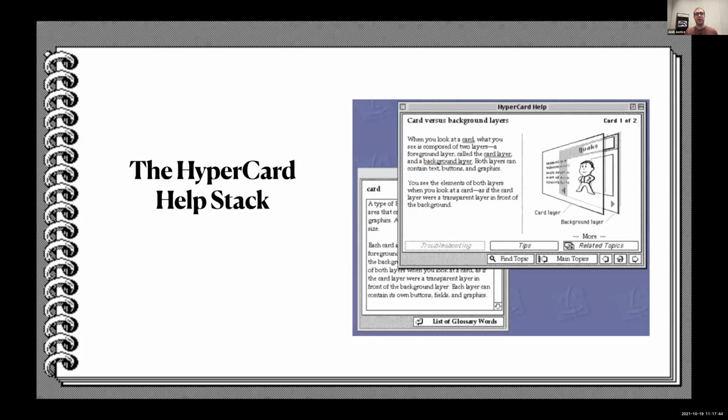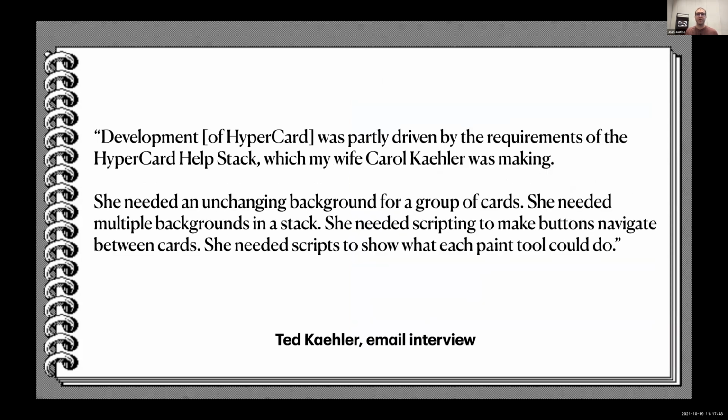In HyperCard, the HyperCard help stack was a great instance of dog fooding. So Ted writes, development of HyperCard was partly driven by the requirements of the HyperCard help stack, which my wife, Carol Kaehler, was making.